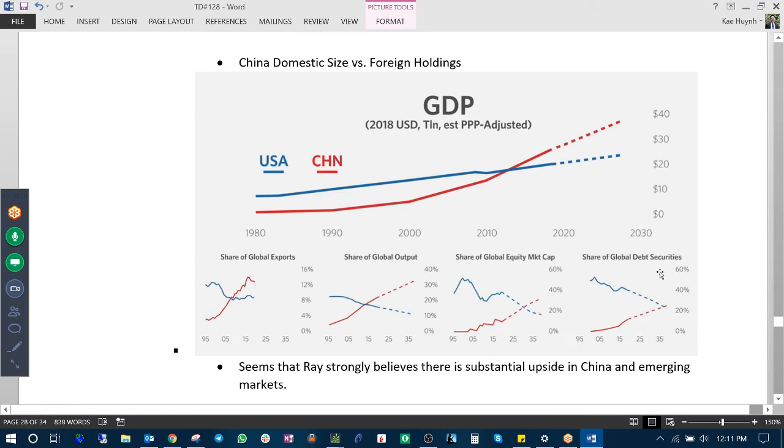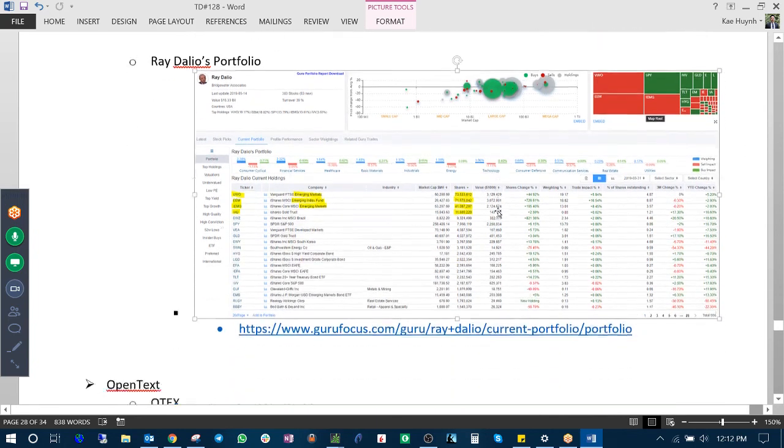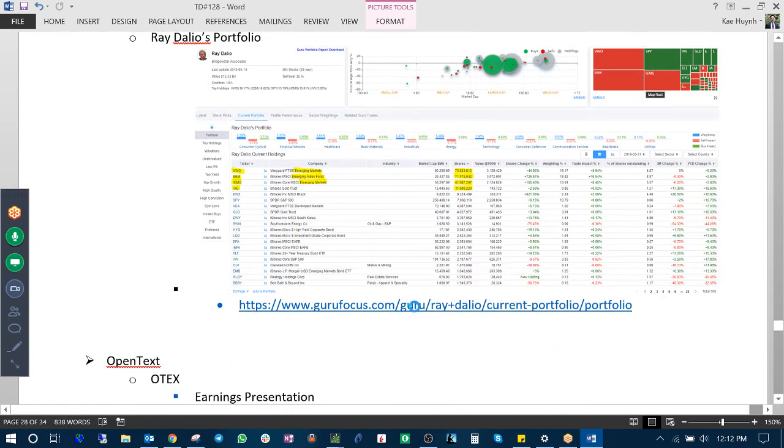And then share of global debt securities. Also trending up. This one's trending down. I would say that probably because the USA is kind of over leveraged and then is in decline. Right? How much more debt can you issue to USA companies when it's fully loaded versus ones that are kind of emerging that could use debt? Very good analysis. And then I wanted to finish off by looking at his portfolio, which we did already. And that's pretty much it for today.